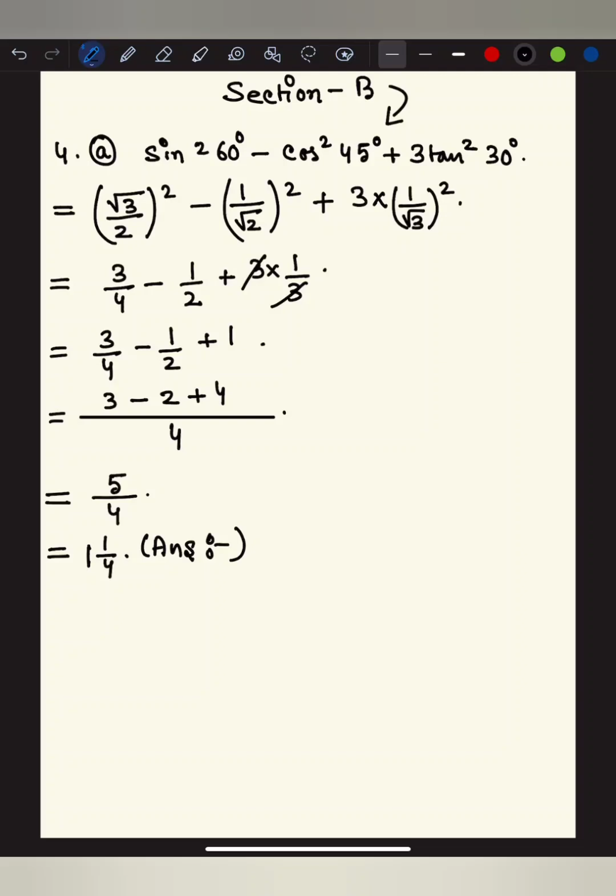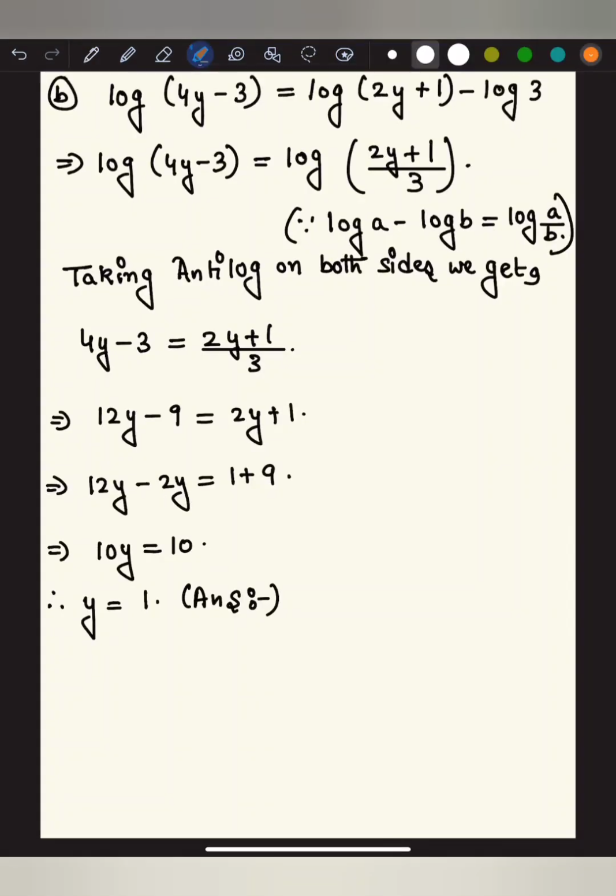Got it? Okay. So question number 4, subpart B. We need to solve this, right? So log 4y minus 3 is equal to log 2y plus 1 minus log 3. Now we are keeping the left hand side as it is and we are simplifying the right hand side. So log 2y plus 1 minus log 3 means log a minus log b, that is equal to log a by b. That is what I have done. Okay, now taking anti-log on both sides, we get 4y minus 3 is equal to 2y plus 1 by 3.